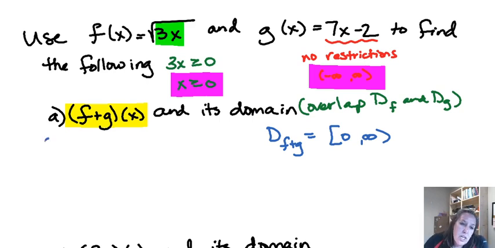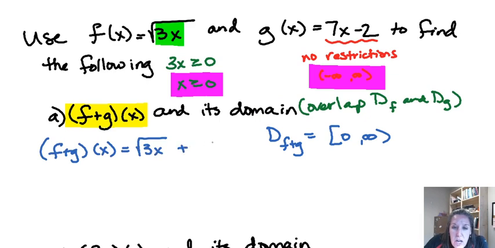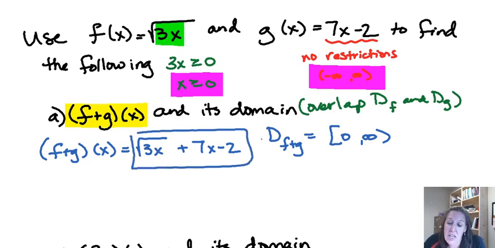All right, f plus g now is just going to be f of x, square root of 3x, plus g of x, 7x minus 2. We don't have any like terms, so we can't simplify that any, and we're done.